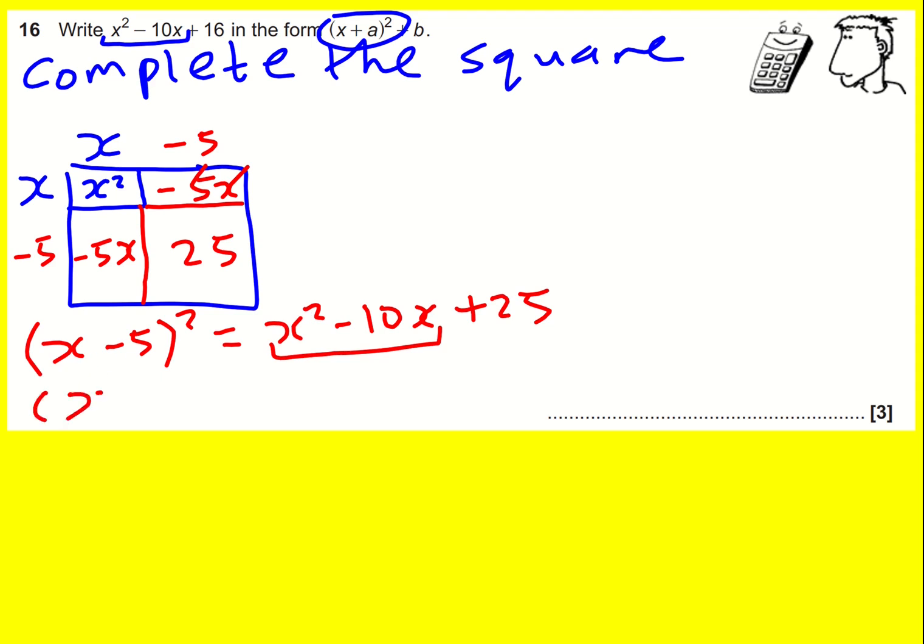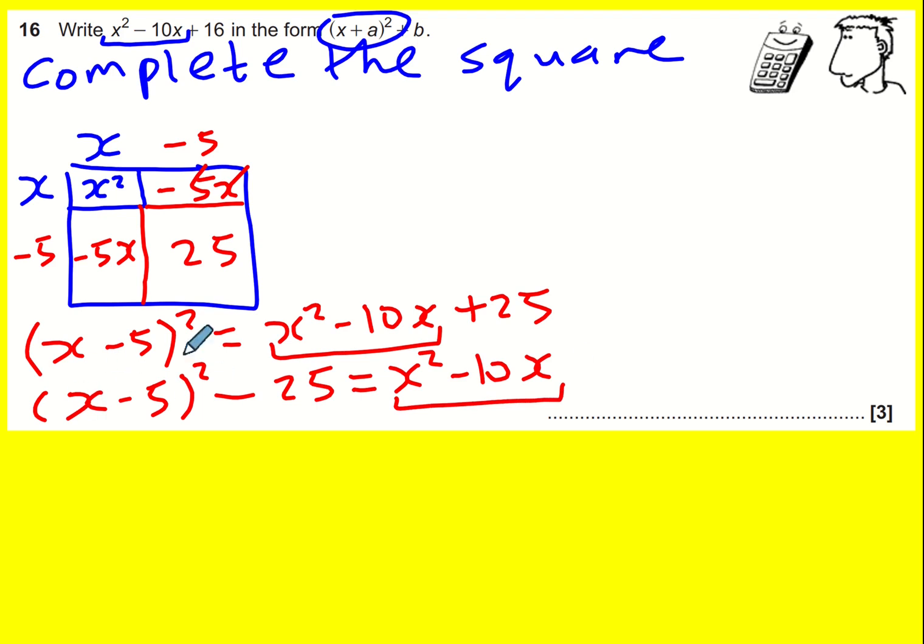But I want this thing by itself. So I'm going to need to take my square and subtract the 25 from it, and that will give me my x squared minus 10x. So this is essentially me completing the square on x squared minus 10x. I've got a square here, which is this thing, and then I need to minus 25 because I actually don't want this. I just want the x squared and the minus 10x.